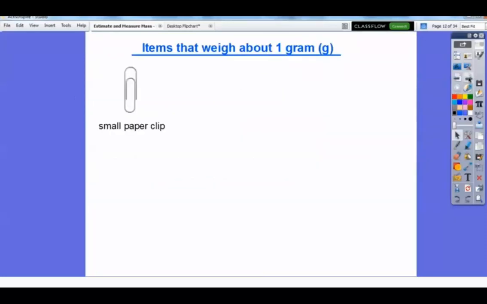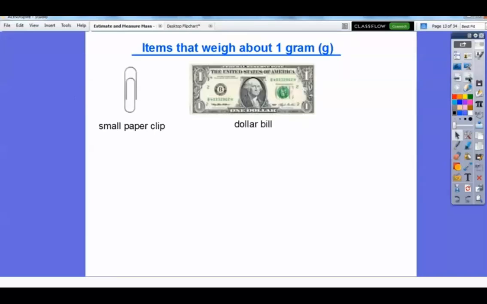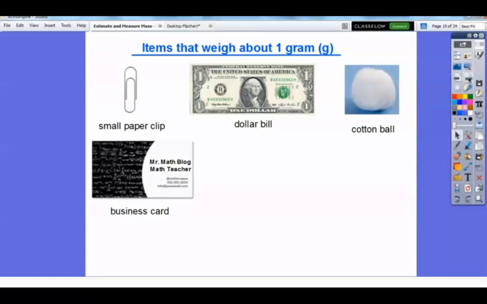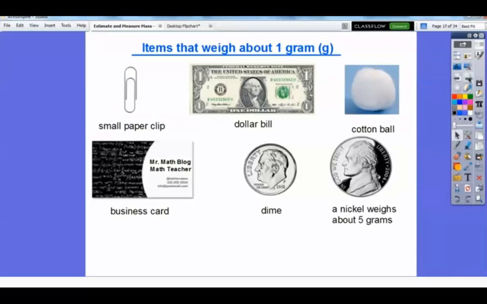So here are some items that weigh about 1 gram, okay? A small paper clip, we discussed that, weighs about 1 gram. Also, a dollar bill weighs about 1 gram. Cotton balls also weigh about 1 gram. So things that are really light, okay? A small business card weighs about 1 gram. Maybe a dime. A dime also weighs about 1 gram. What do you think a nickel weighs, you guys? Is a nickel more or less than a dime? Well, a nickel's a little bit bigger than a dime. A nickel weighs about 5 grams, you guys. It's not quite a kilogram, okay?